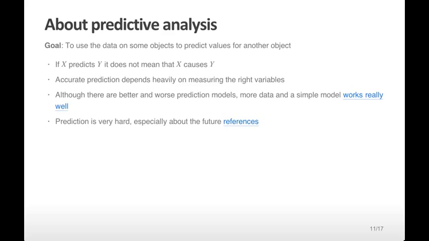However, prediction is often very hard, and especially about the future. Here's a list of references for people that have said this over time. It's a long list.